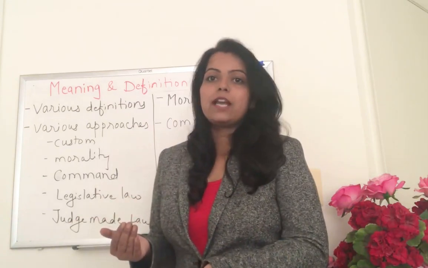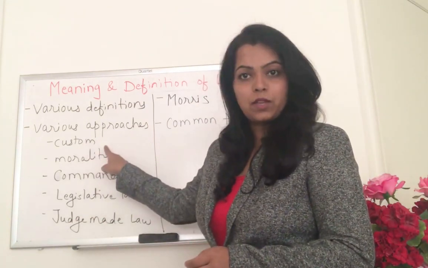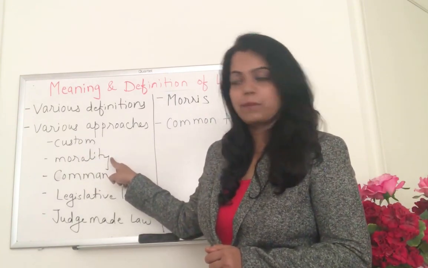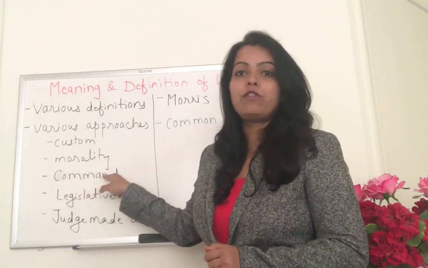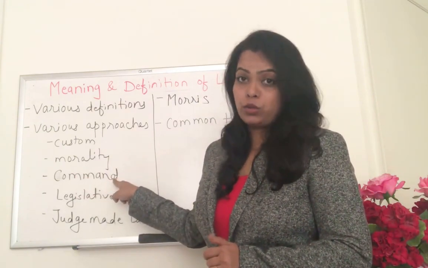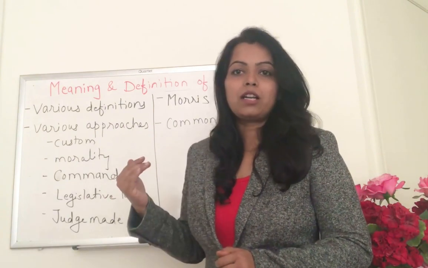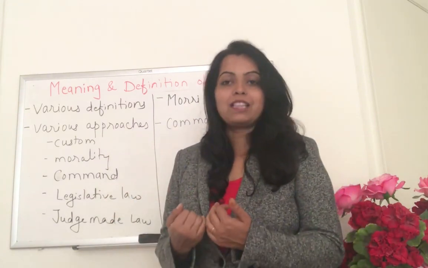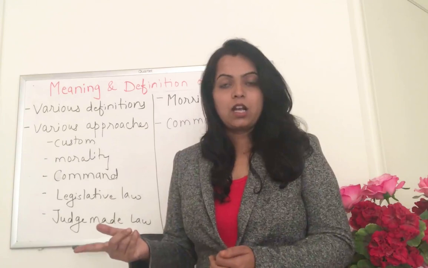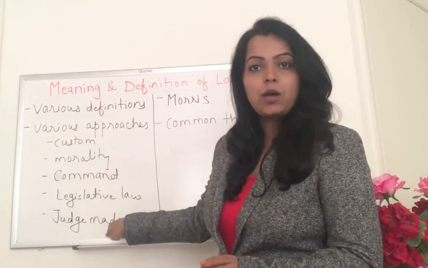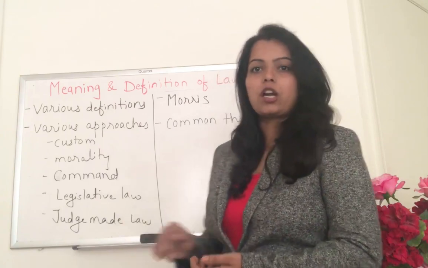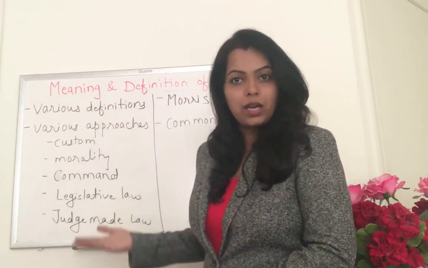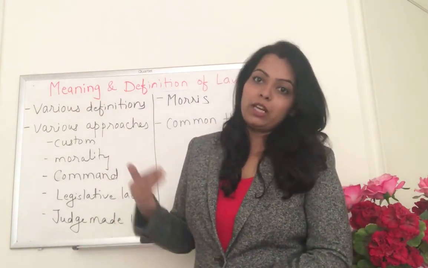For some jurists, it's just custom. For some, it's nothing but morality or a sense of good and bad. For some, it is a command of a ruler. If there is a ruler in your country, his command is law. For some, it is a law explicitly made by the legislative branch of your government. For some, it is purely a judicial decision, which is called judge-made law. So there are this many approaches towards looking at law, and that's why there are so many definitions of law.